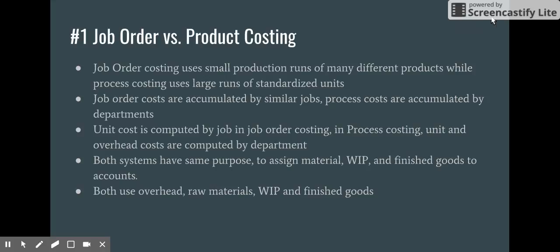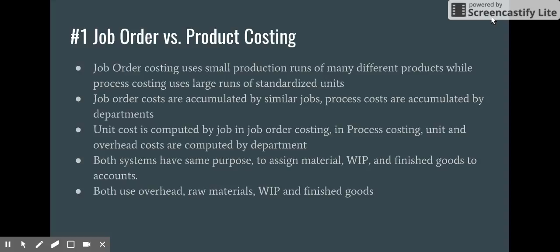For the first question, some of the similarities and differences between job order and process costing. Job order costing uses small production runs or single jobs of many different individual products, with different overhead costs per product, whereas process costing uses large runs of standardized units, like a lot of peanut butter or filling up water bottles. Job order costs are also accumulated by similar jobs, whereas process costs are accumulated by department.